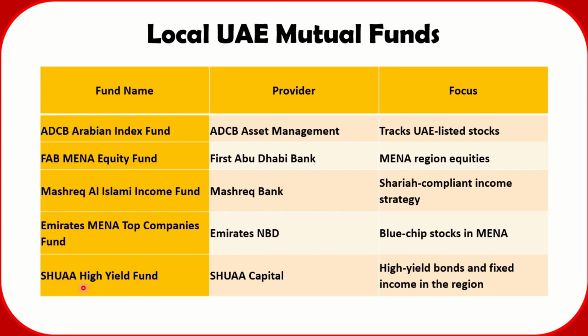They invested. Okay, and that is SWA High Yield Fund. SWA Capital is offering high yield bonds as well as fixed income in the region. So they are investing in fixed income securities along with the bonds. Fixed income securities, which we already discussed, are related to money market instruments also, such as T-bills.